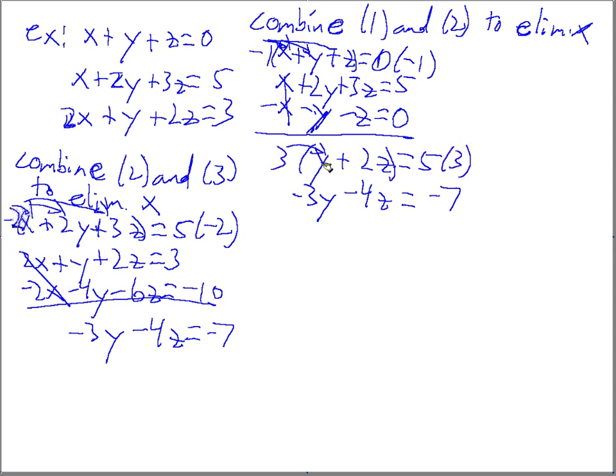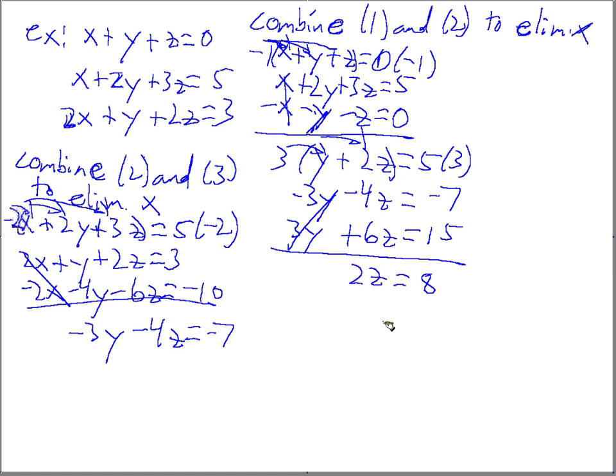So we're going to get 3y plus 6z. So you can see 3 and 2z is 6z equal to 15, 5 and 3. So if I add them together now, my y's drop off. I get what? 2z is equal to what? Positive 8, right? -7 plus 15. So z is clearly going to be what? Positive 4 if I divide both sides by 2. Right? So we got 4 for z.